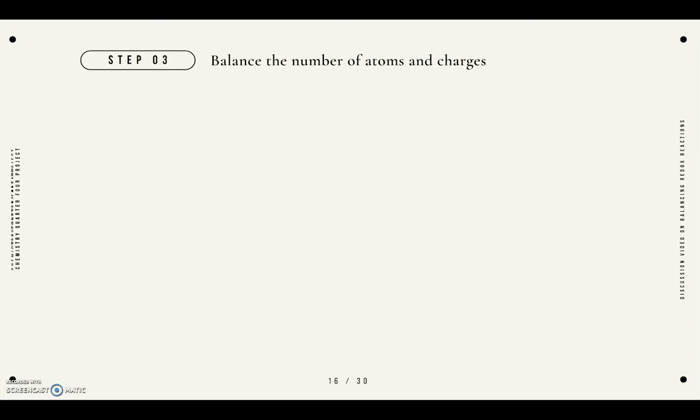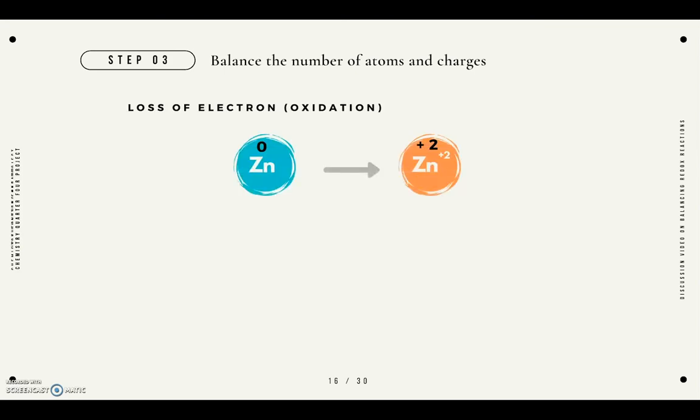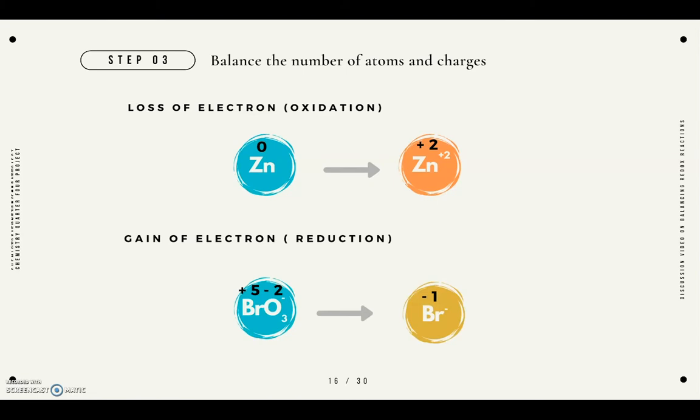Step 3A. Balance elements other than H and O. In the oxidation half reaction, we can see that there is one atom of zinc on the reactant side and one atom of zinc on the product side. Since there is already a balanced number of zinc atoms on both sides, there is no need for further balancing. Likewise, in the reduction half reaction, there is one atom of bromine on the reactant side and one atom of bromine on the product. So there is no need to balance the bromine atoms as they are already equal.